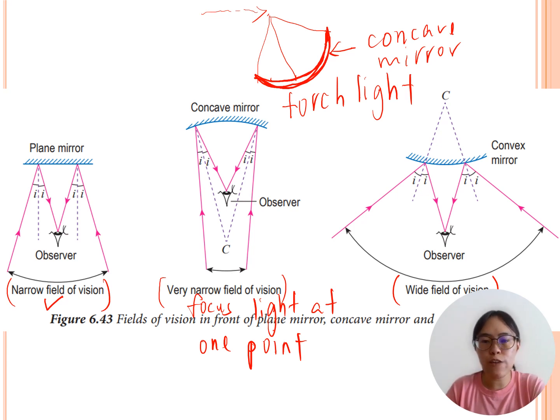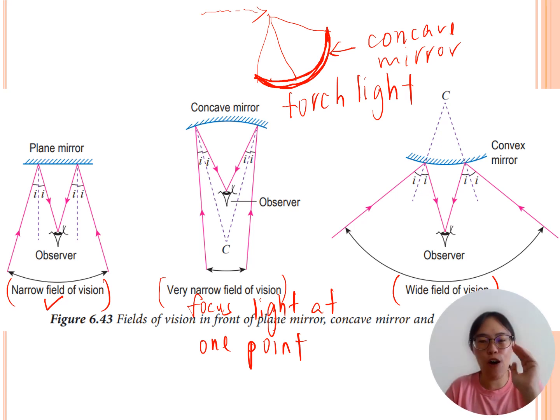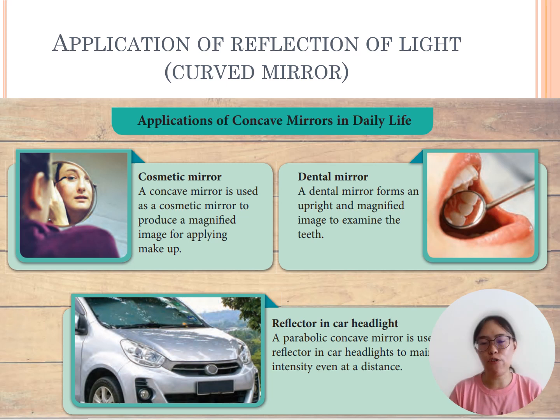OK，convex mirror 呢？因为你看它是 diverge out 嘛，the light is diverging out from the focal point, so it will give you a wider view of vision. OK, it will give you a wider view of vision. 所以这个就是 convex mirror 的好处。OK，convex mirror 的好处。OK，所以就是因为还有不一样的那个好处，所以我们就可以 apply in our daily life。OK，所以下一个就是 application of the reflection of light in curved mirror。我们分了两种，一个是 concave mirror，一个是 convex mirror。OK，concave mirror 呢，如果你有印象的话，它的 position of the object it will affect the characteristics of the image.